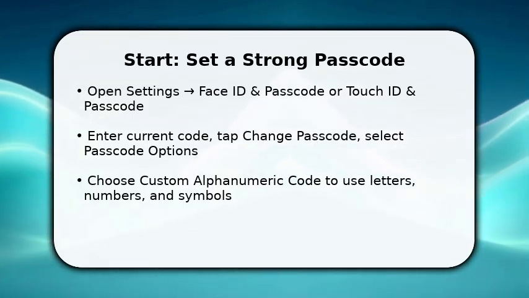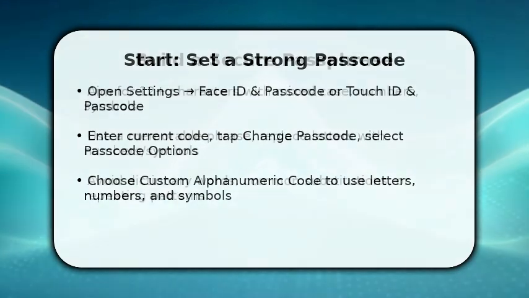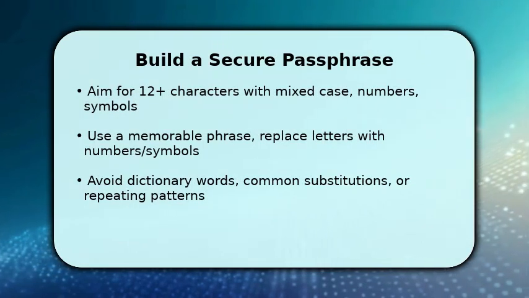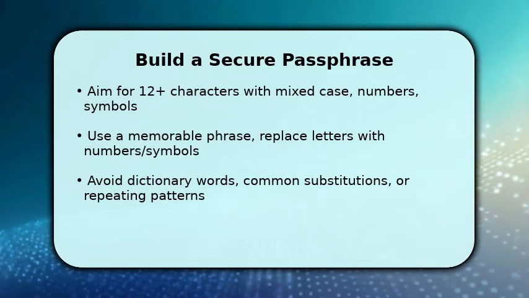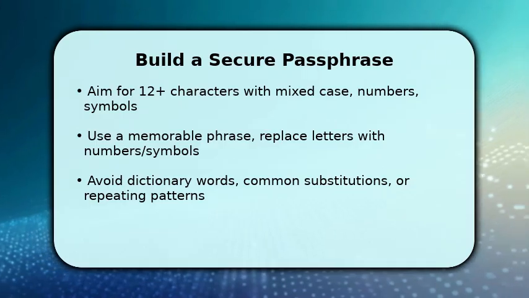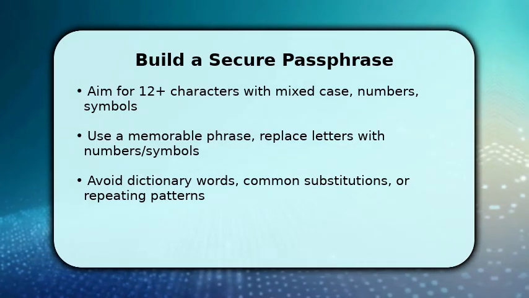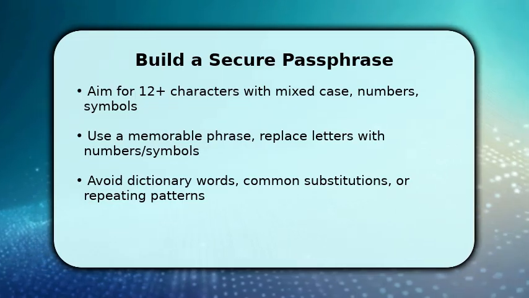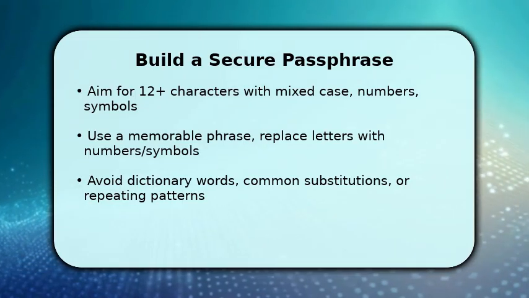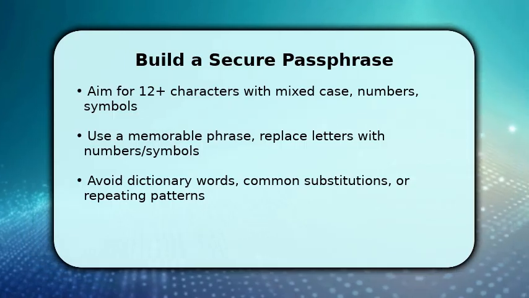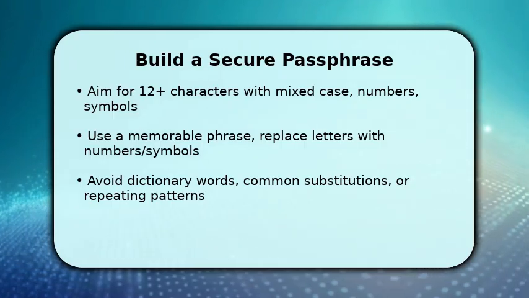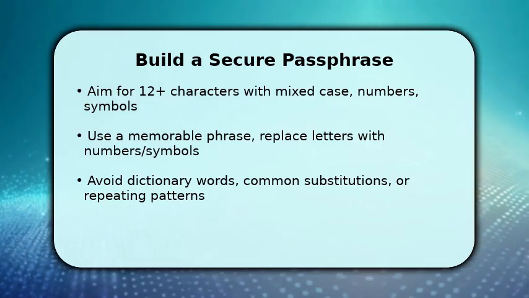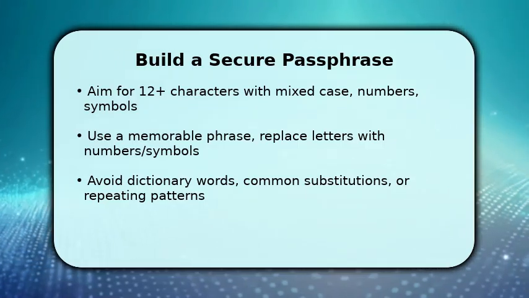Now create the passphrase itself. Choose at least 12 characters mixing upper/lowercase, numbers, and symbols. You can start with a short sentence you'll remember and convert parts into substitutions, so a line from a song becomes unique and long. Once done, avoid obvious words, repeated sequences, or keyboard patterns because attackers try those first. Make sure to test unlocking a few times so it feels natural.